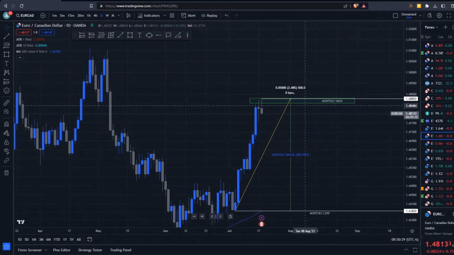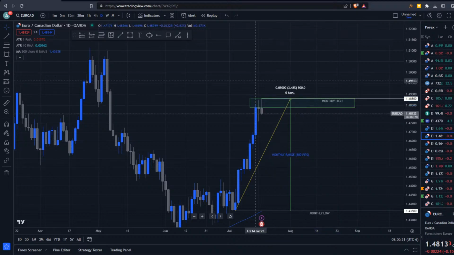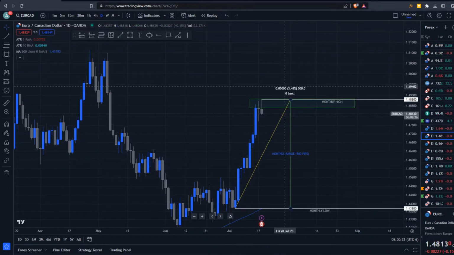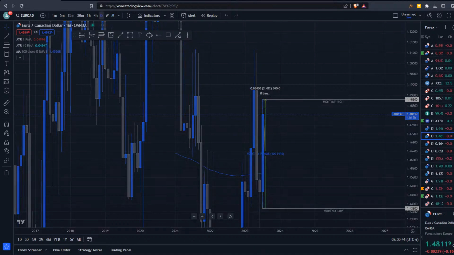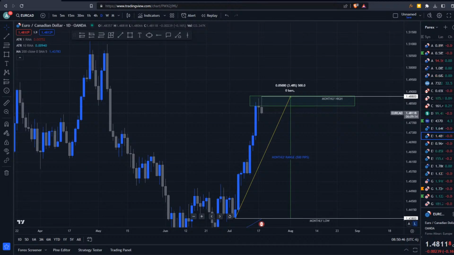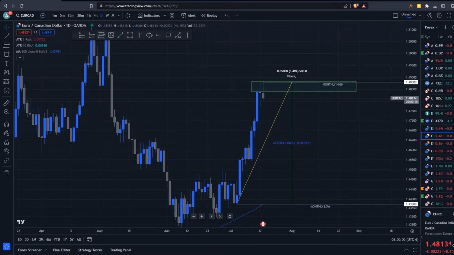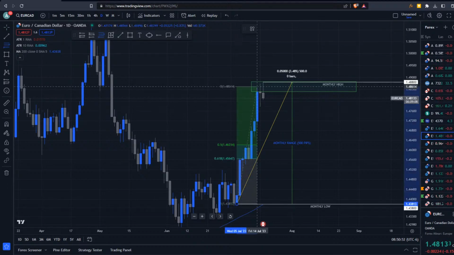Euro CAD, I can also see it forming this area of resistance. It has moved its full monthly range pretty much. So it usually moves about 485 pips, and it's at 499, just under 500 pips. So it has moved its monthly range, so there is a very good chance that it wants to retrace. So you could target something like this.